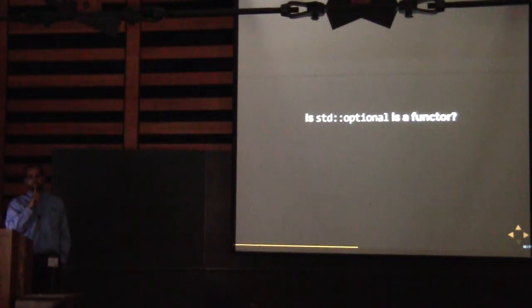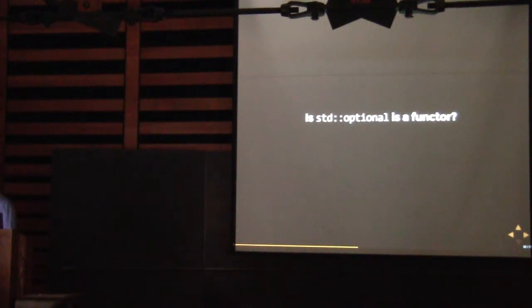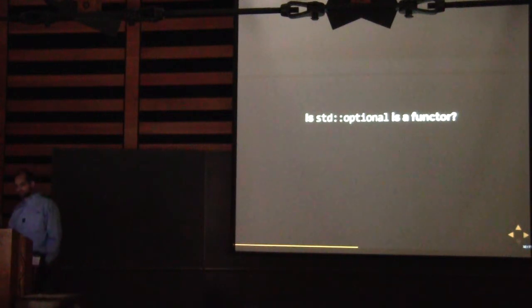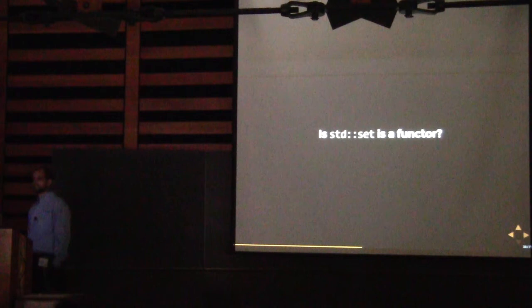Is std optional a functor? I heard yes. Okay, so then what would its map operation do? It applies the map to the value on the inside if it exists, and otherwise, no. Yes, exactly. So if something exists in the optional, then it calls f on the thing on the inside, wraps it into an optional, otherwise it just returns the null optional. Pretty straightforward.